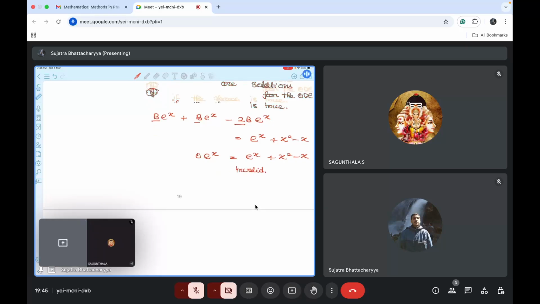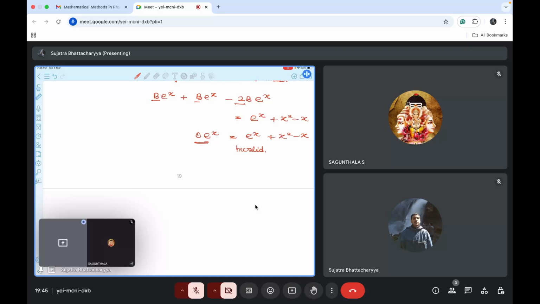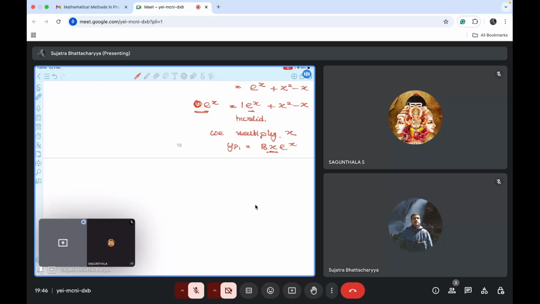Okay. So now what we will do is, if this is the kind of case where you are getting the left hand side as 0 and the right hand side you are getting 1 e to the power x, then we multiply your yp1 by x. So multiply by it and try to solve it once again. Okay. So once you do that, your yp1 is now bx e to the power x. Put it in the ODE.